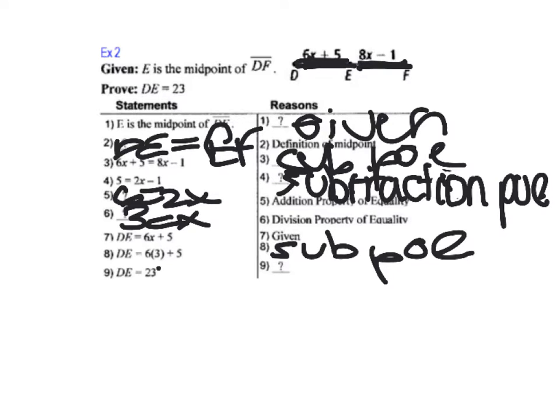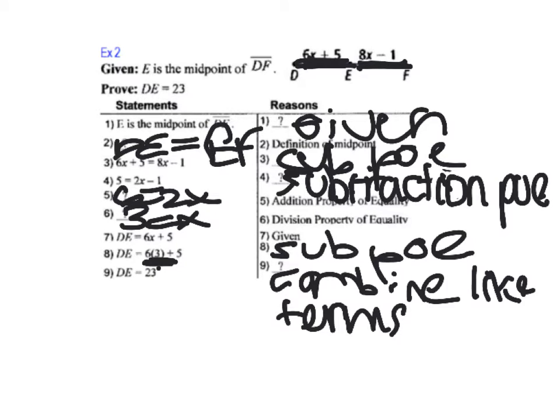And now that you have all your numbers, you just want to plug them in. Since they're similar and they don't have any exponents or variables, then we're going to combine our like terms to get 23, and the reason is combine like terms. Since we ended our proof, we're going to end with QED, and we are done.